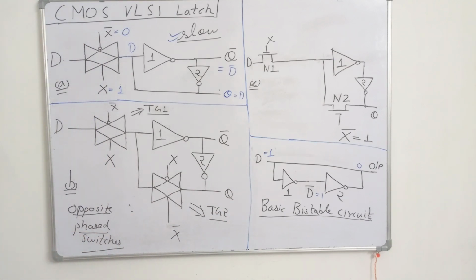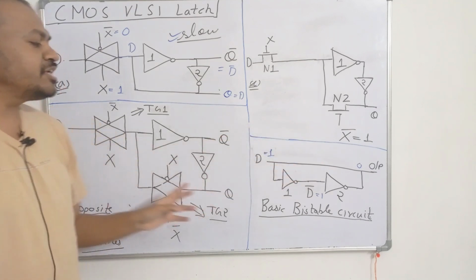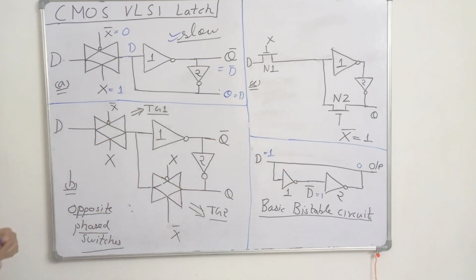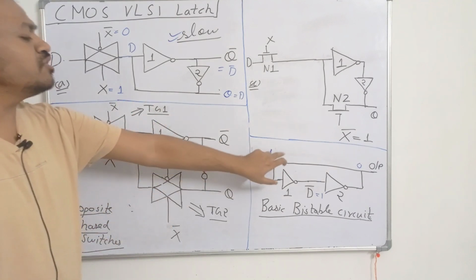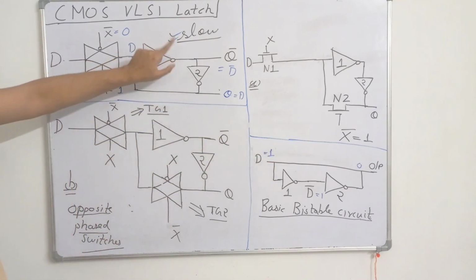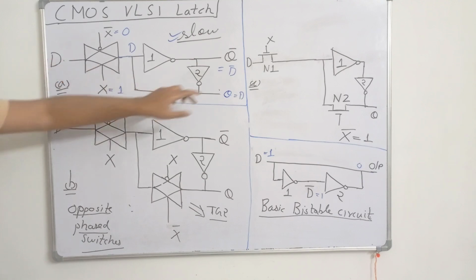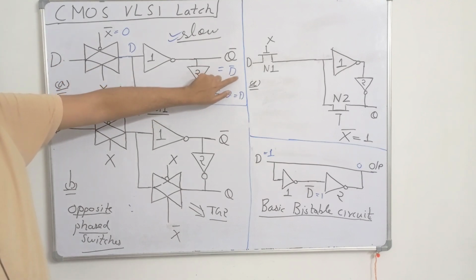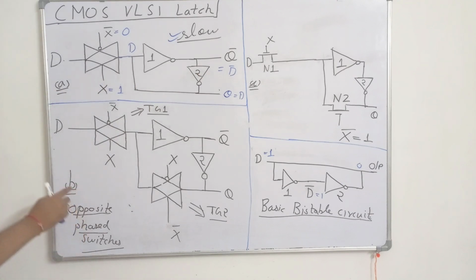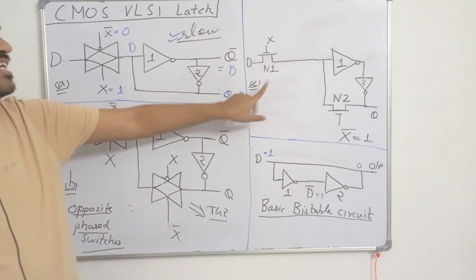So somehow we have to eliminate this feedback loop during the loading process. Due to this effect, this is a slow circuit, so the change of state will take time. The change from D equal to 0 or D equal to 1 will take time to reflect in the output. That is made faster by using circuit B and circuit C.